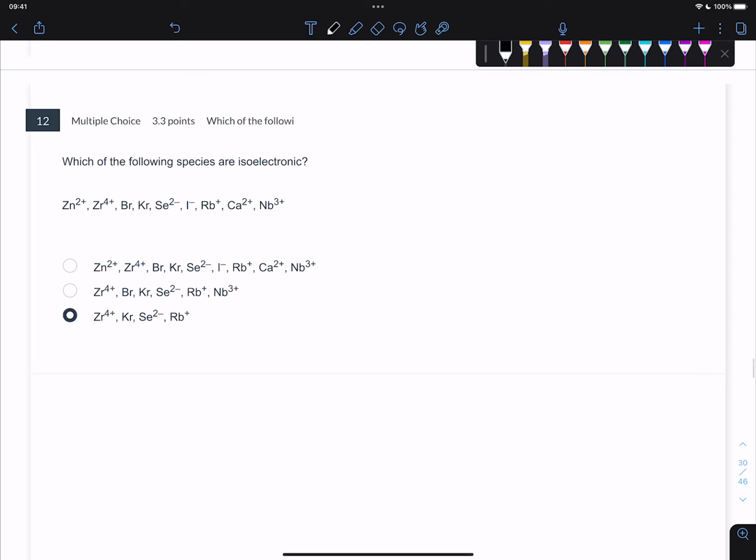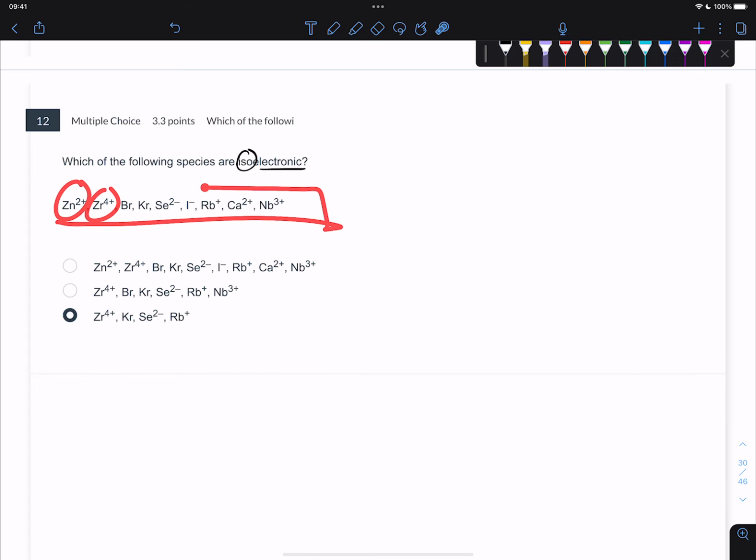This one. Which of the following species are isoelectronic? Iso means same or one, and electronic refers to the electronic structure, so the same number of electrons. It's very tempting for people to be like, oh, zinc, zirconium, like you're looking at just the closest ones. It's helpful, but it's not totally safe. So let's actually take a look at how you would answer this question. Which of them are isoelectronic?